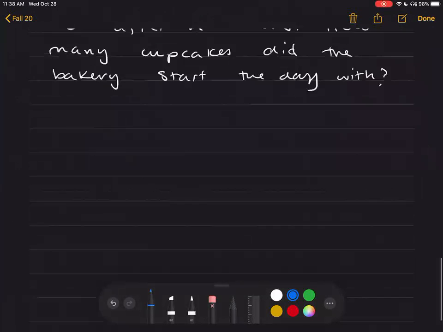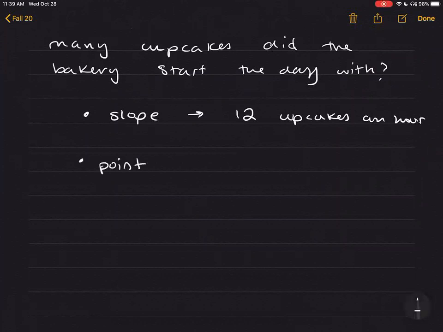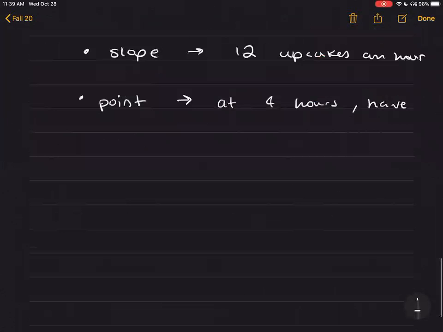All right. So if we write this down here, our slope is going to be 12 cupcakes an hour. And then our point is that we know that at 4 hours we have, what was it, 58? Yeah, 58 cupcakes. So if we write that as a point, that's hour 4, 58 cupcakes.